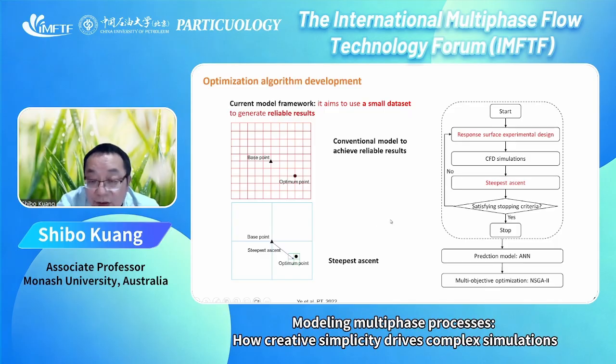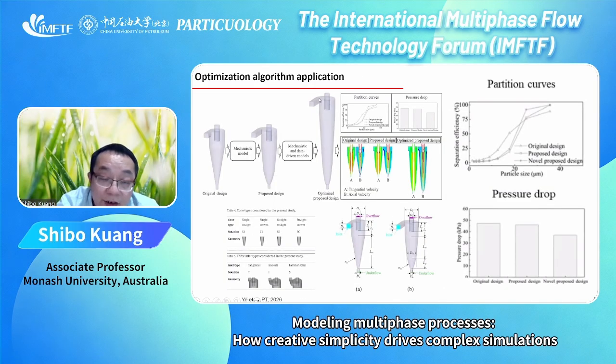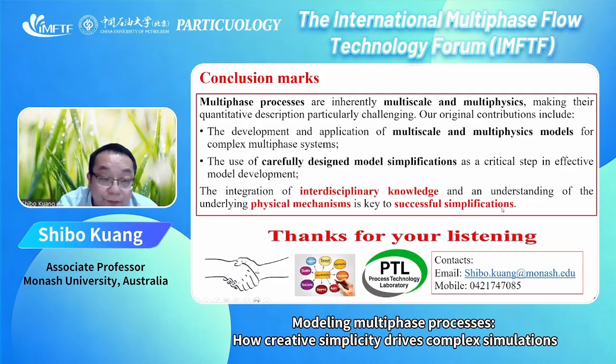Using this method we demonstrated, we can realize multi-objective and multi-variable optimization. Here we apply this model to design a new hydrocyclone for particle separation, and improve this cyclone significantly in terms of separation efficiency and energy consumption.